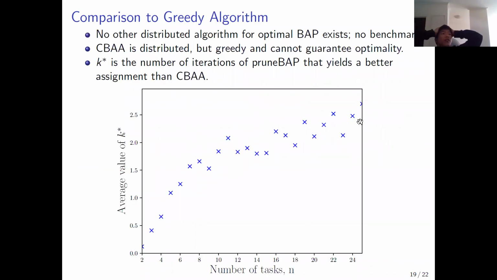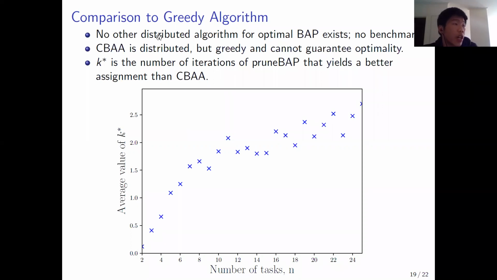Okay, and this slide over here was supposed to be benchmarking our distributed implementation of solving the bottleneck assignment problem. The problem is that there doesn't actually exist another distributed BAP algorithm, and so there's no real benchmark that we can use to compare this algorithm with.